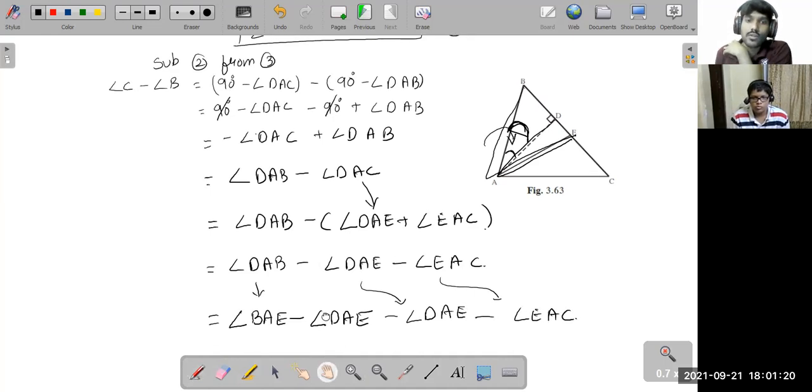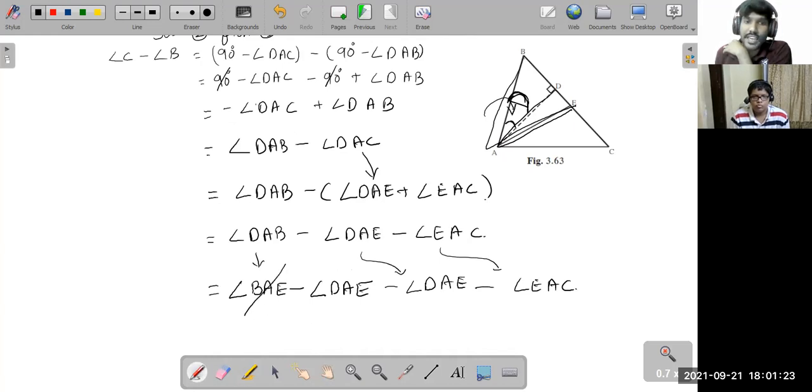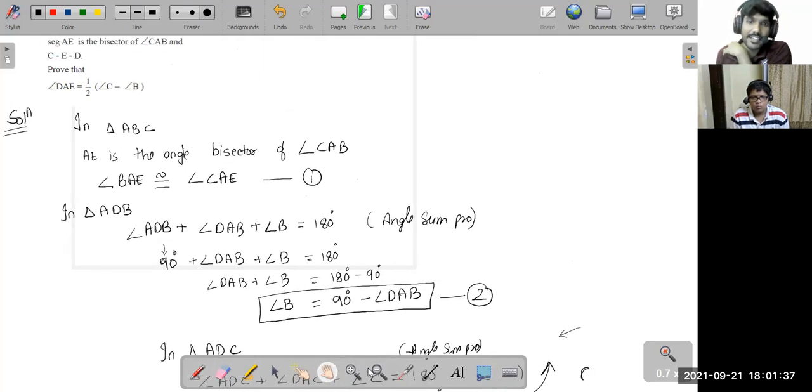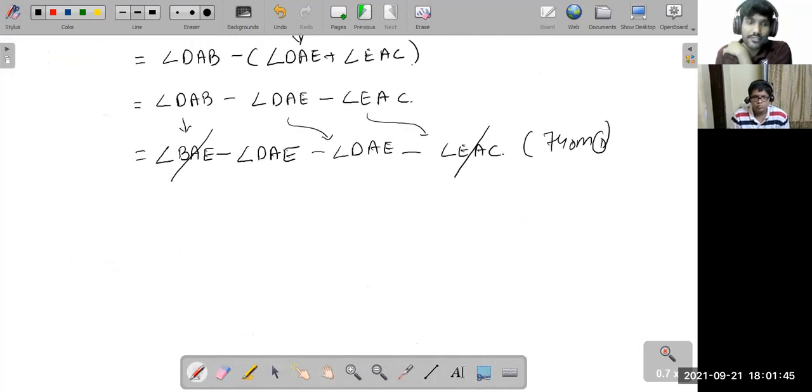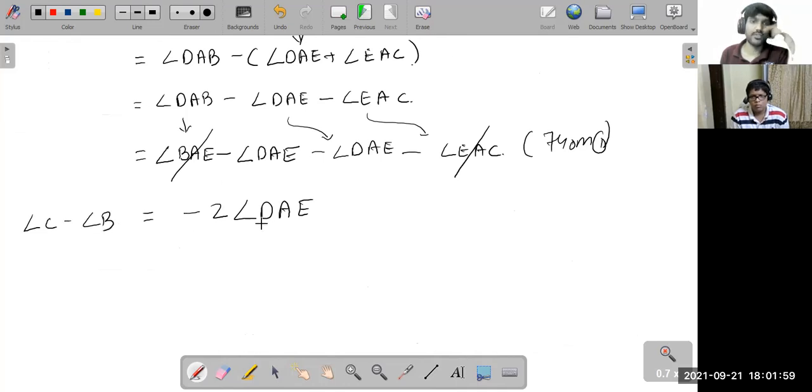Now, this BAE and EAC are equal to each other. So you can just substitute and cancel it from 1. If you come back to your equation 1, BAE and CAE are equal. So we can just substitute and cancel it. So you are left with minus 2 times angle DAE. I'm getting angle C minus angle B is equal to minus 2 times DAE.